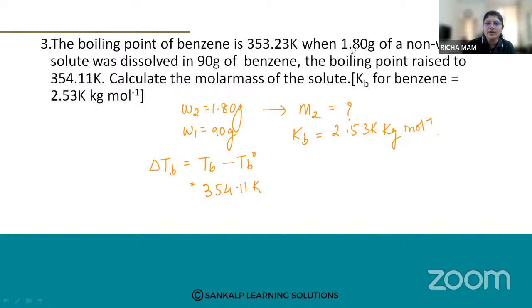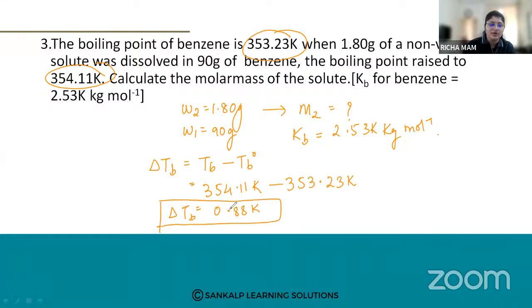It is 354.11 Kelvin. You can see the benzene boiling point was this, and the boiling point was raised to this, so this change you have to calculate. So 354.11 minus 353.23 Kelvin. So the change delta TB is how much? It will come to 0.88 Kelvin. So 0.88 Kelvin is delta TB. Now use the formula.